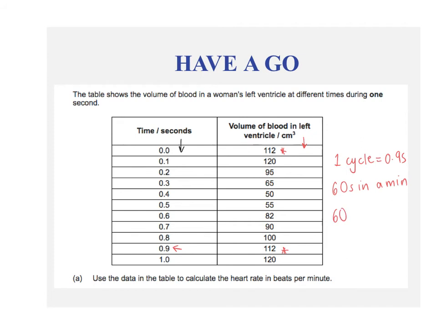So 60 divided by 0.9 should tell me how many cycles I can get in that one minute. I'm just going to pause for a second, do it on a calculator, and then I'll be back. I'm back, which gives us 66.66 recurring cycles, but to one decimal place, 66.7 as required. So that is my heart rate in beats per minute.